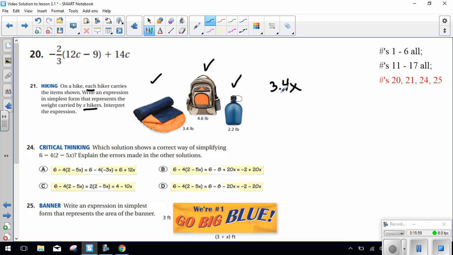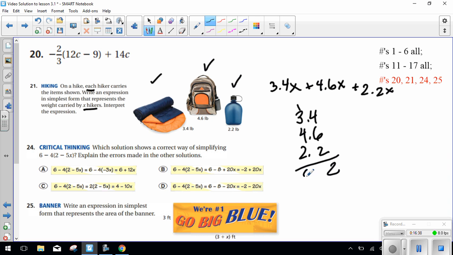So it's 3 4/10 pounds times however many hikers there are, plus 4 6/10 pounds times however many hikers there are, because each hiker is going to have a backpack with their stuff, plus 2 2/10 pounds times the number of hikers who are going to bring a water canteen, because everyone is going to be thirsty at some point or another. So for the final solution, we're going to take 3.4, 4.6, and 2.2 and add it up. So my final solution for 21 is 10 2/10 X pounds. So everyone will be carrying 10 2/10 pounds per hiker, where X represents the number of hikers.